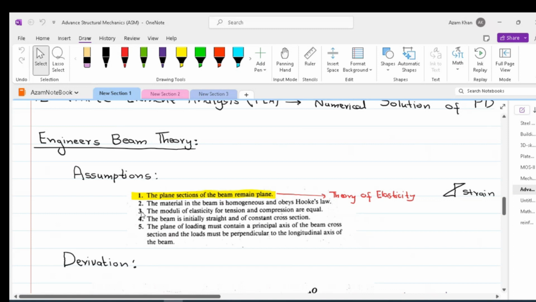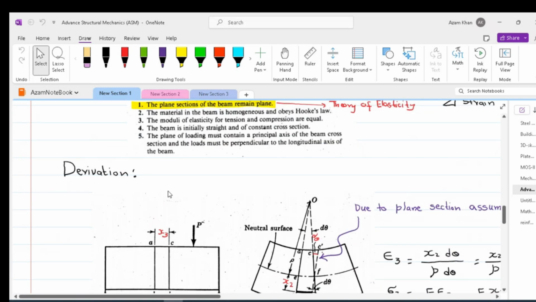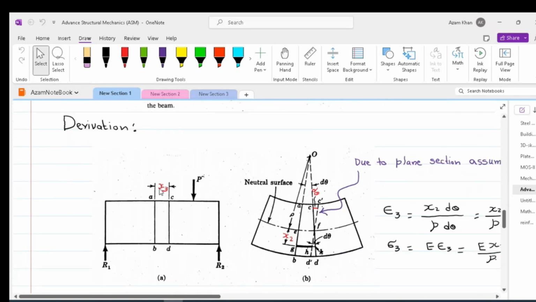As I said, assumptions 2, 3, and 4 can be adjusted if they are not satisfied. Assumption 1 is that assumption on which the whole theory lies, and we can't relax assumption 1 in the case of engineer's beam theory. We will see now in the derivation how assumption 1 makes the calculations much easier. Let us now move on to the derivation of the Flexure formula.